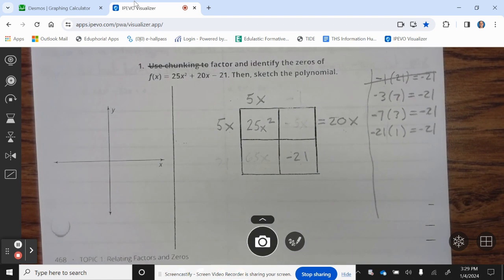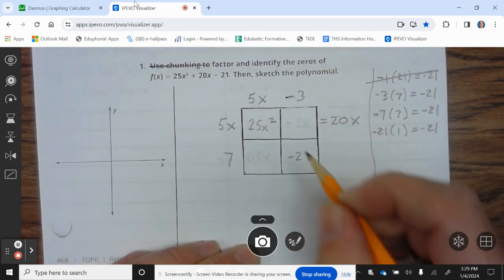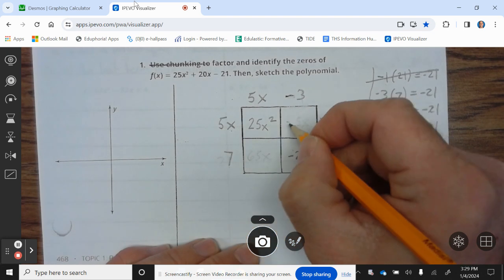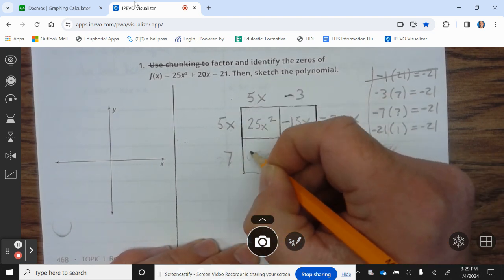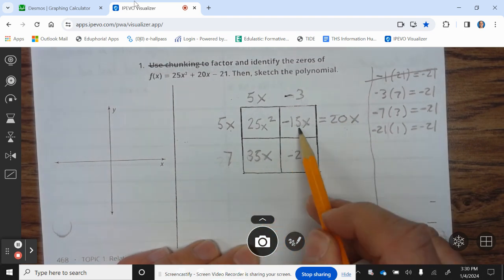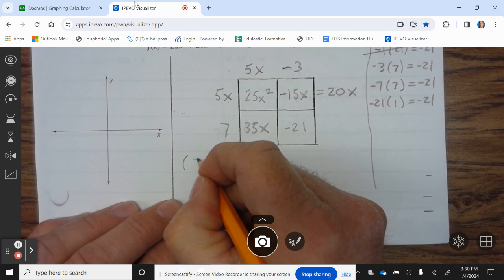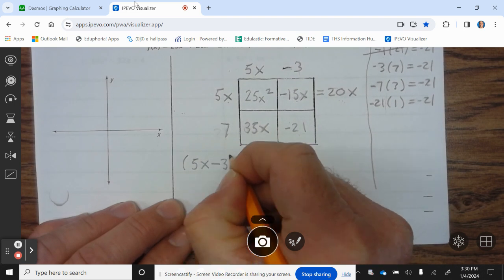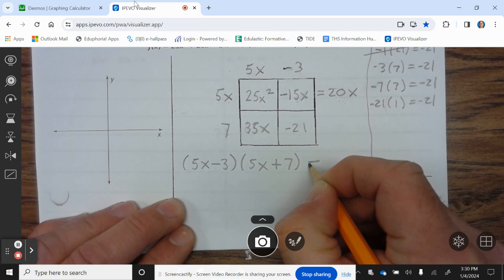So now let's try negative 3 and 7. So 5x times negative 3 is negative 15x. 7 times 5 is 35x. 35x minus 15x is 20x, so this works. So we have 5x minus 3 times 5x plus 7 equal to 0.